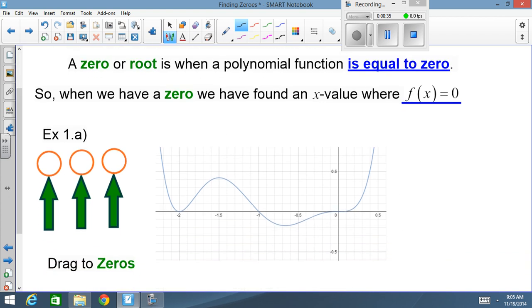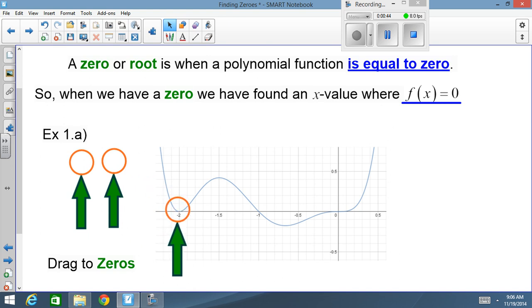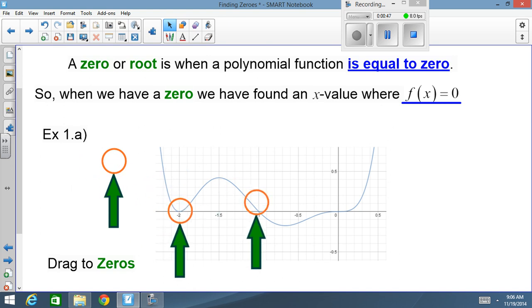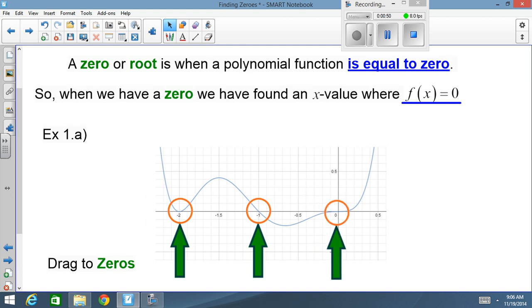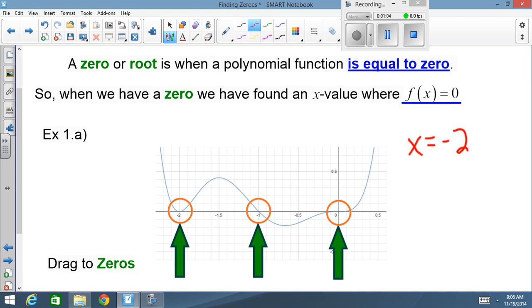The other way that we can find a zero is when we're given a graph. A zero of a function is where the function crosses the x-axis. So in these three spots here, you see that this function crosses the x-axis. These are going to be the zeros. It looks to me like, if I estimate this, our zeros are at an x value of -2, an x value of -1, and an x value of 0. So when I'm given this function, if I solve it, those should be the solutions that I find.